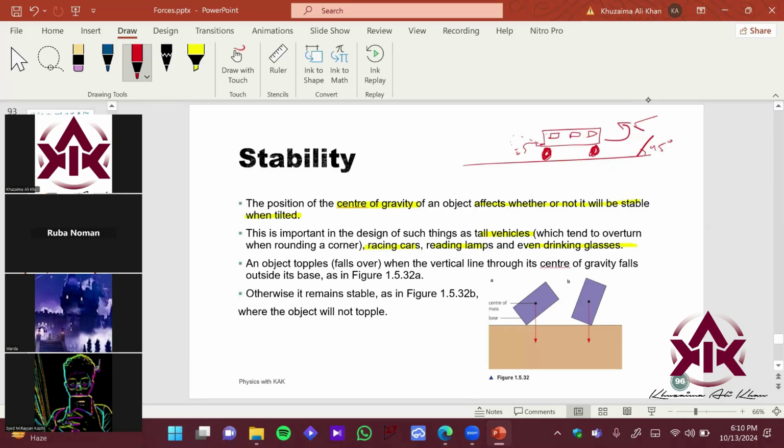The bus comes over here, and it is not stable enough. It will topple down, right? We'll show it using a 3D picture. We just basically need stability so that the car does not topple over.